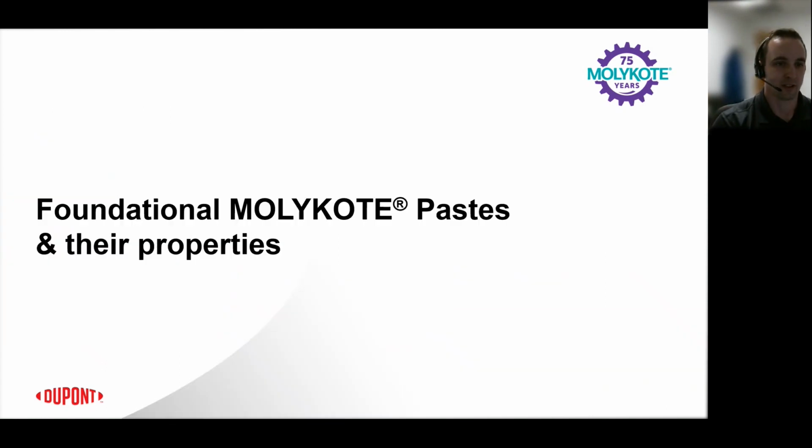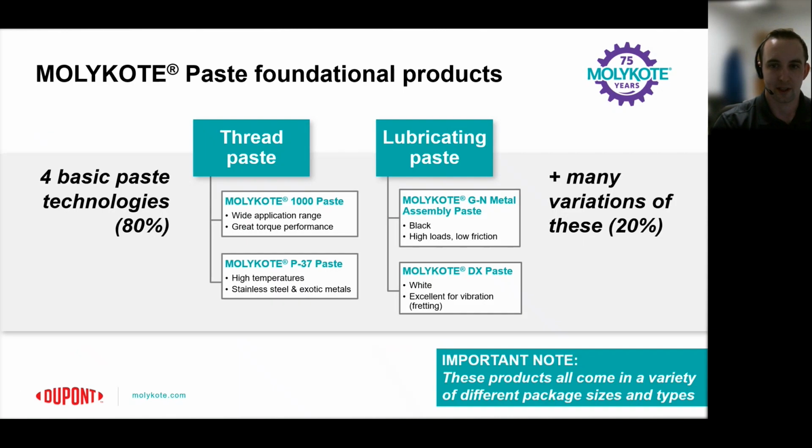So let's break it down into some foundational MOLYKOTE pastes. The MOLYKOTE paste product portfolio can be pretty overwhelming, which is why we came up with these 4 basic pastes to use as a starting point. These can address about 80% of all the applications that you may run into. For the thread paste, we usually start with 1000 paste or the P37 paste. The 1000 paste is great for many threaded connections, but we do recommend the P37 paste when extreme high temperatures are being used, especially with materials such as stainless steel and other exotic metals.